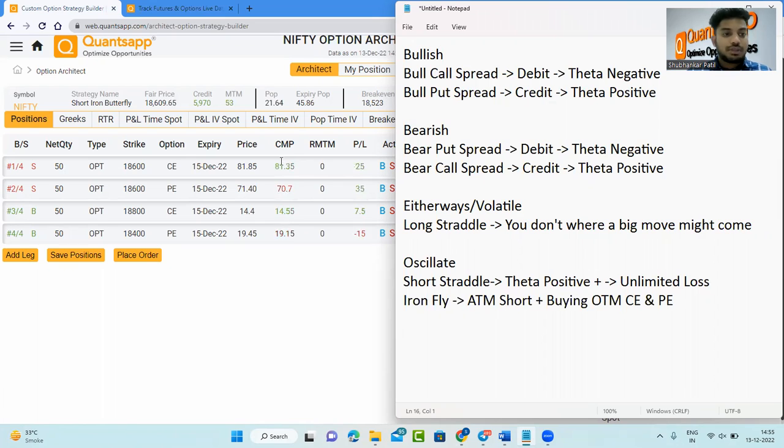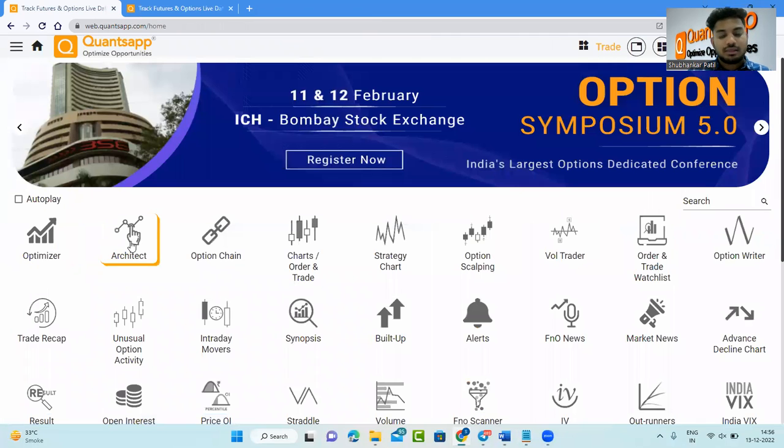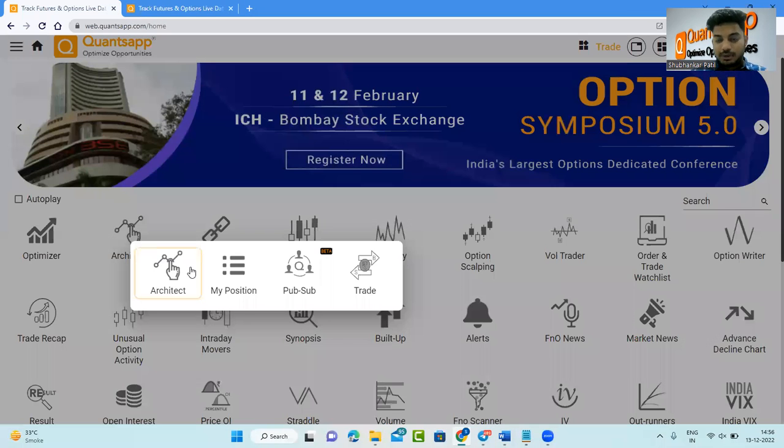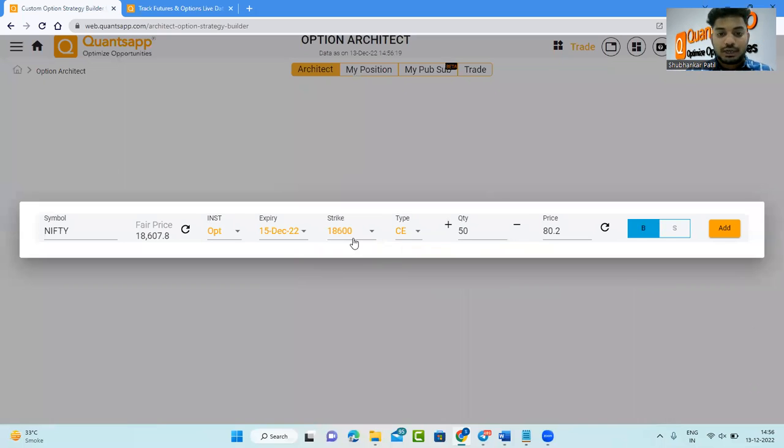Okay, now a similar thing can be achieved using a short strangle. A short strangle is nothing but selling different strike prices. Not a lot will change, but the only thing is a strangle will give you less premium. It will give you less profit, but it will manage to protect you a bit more.